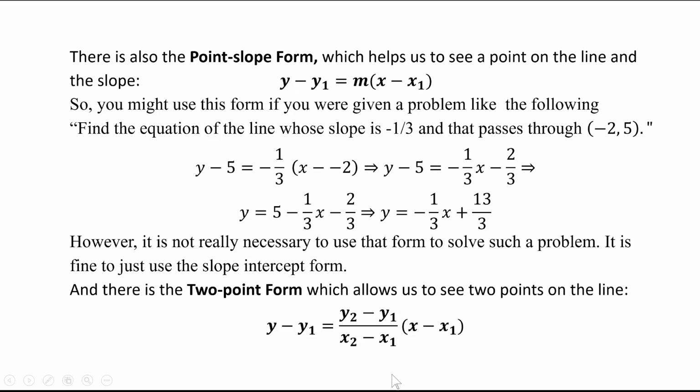And then the 2-point form is the last one, and this looks exactly like the point slope form, except instead of m, they're just putting the slope formula in the place of it, y2 minus y1 over x2 minus x1. So it's pretty much almost exactly the same as the point slope form.